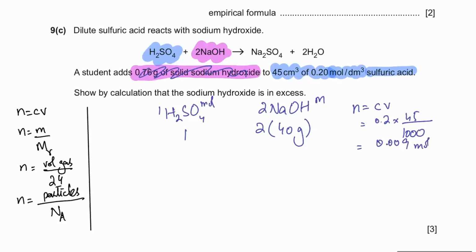ये मेरे पास मोल्स हैं. मैं यहाँ पे वैल्यू लिखता हूँ 0.009 produces X. Cross multiply, X is going to be 2 times 40 times 0.009. That is going to give me 0.72 grams.